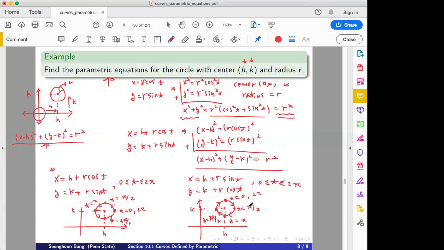So how many possibilities for finding a parametric equation of this circle? Exactly, infinitely many. So you can change sine and cosine. Sometimes change the starting point. One example is x equals h plus r times cosine of t minus pi over 2. y equals k plus r times sine of t minus pi over 2. So in this case, direction doesn't change, but the starting point and terminal point are changed. This is the whole idea for solving this problem.